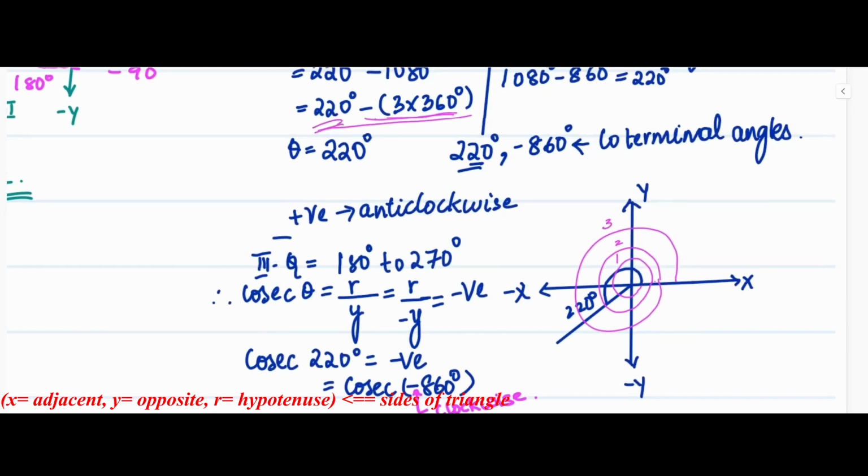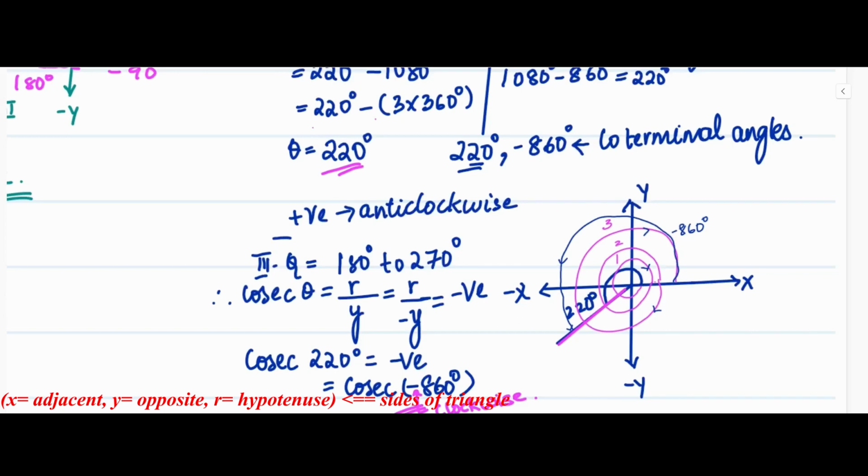Next, here we have positive 220 degrees. From here, it is going in an anti-clockwise direction and making 220 degrees, which is again in the third quadrant. This angle here is entirely minus 860 degrees. It has the same terminal side as 220 degrees. Therefore, 220 degrees and minus 860 degrees are coterminal angles and will have the same values.